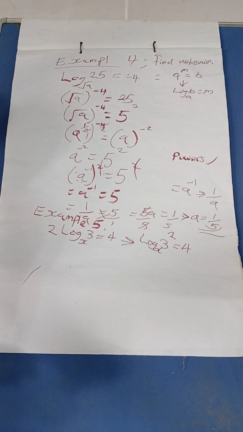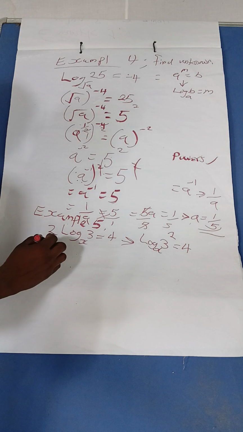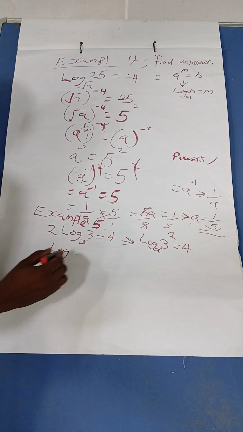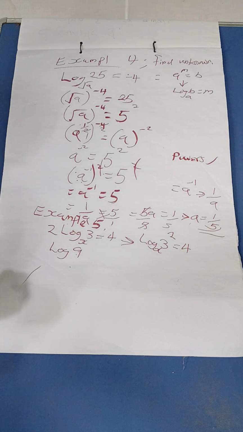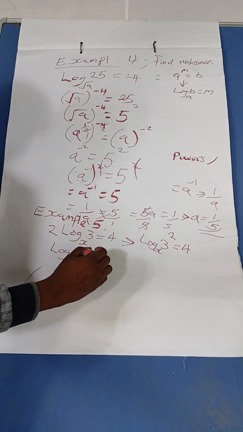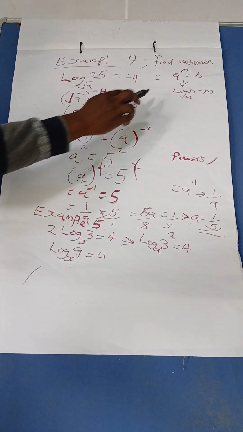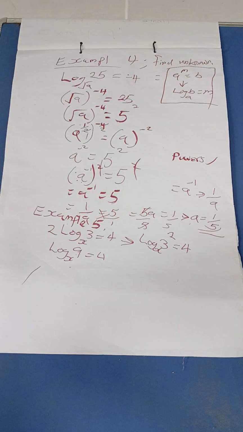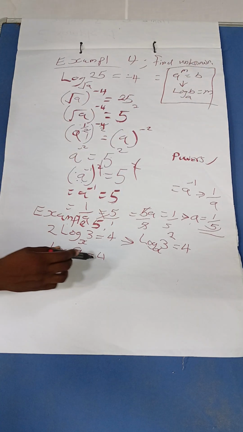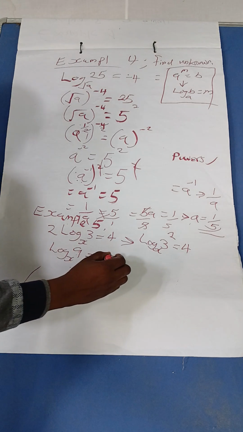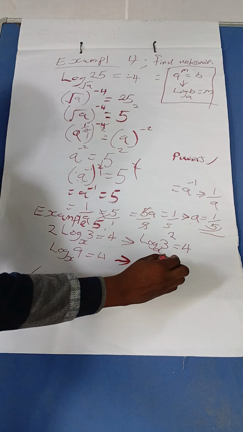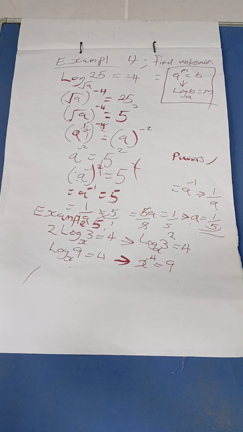Now if you have that, what next? It will be just the same as log 3 squared, which is 9, to base x is equal to 4. Then we apply our rule here. So it's just the same as saying x power 4 is equal to 9.